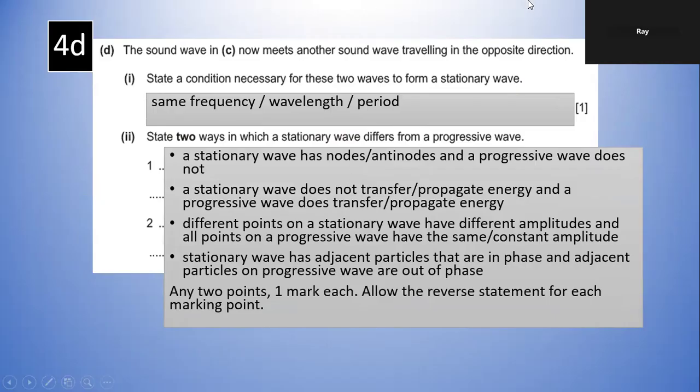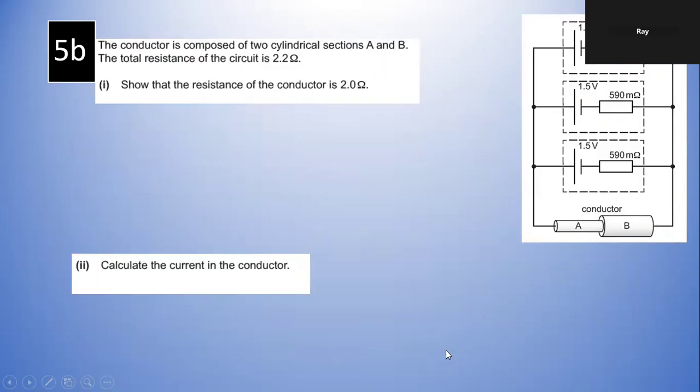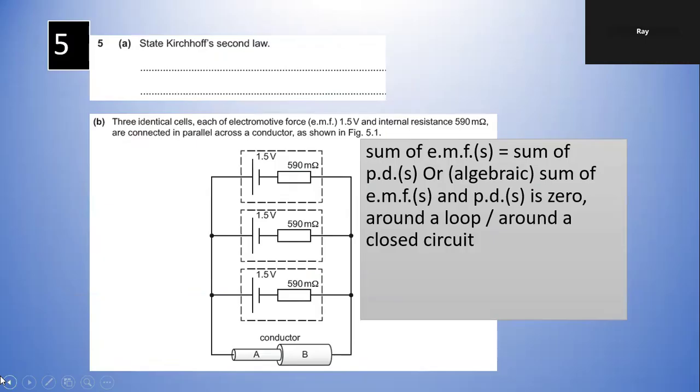Okay, anything that I need to explain? I don't have. Mostly I'm just scared of the electricity questions. Electricity will come out one.